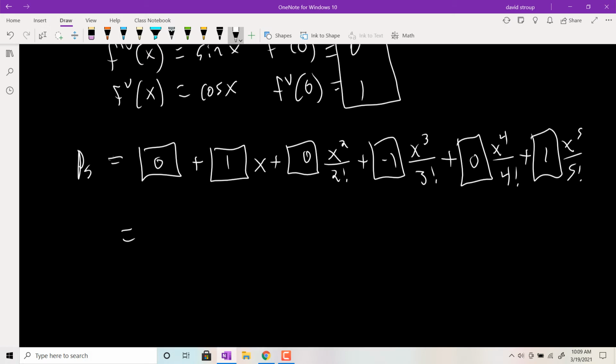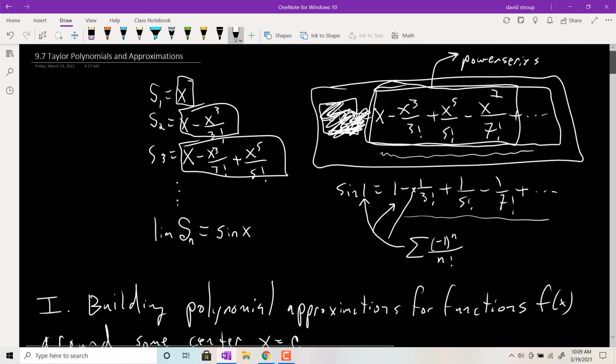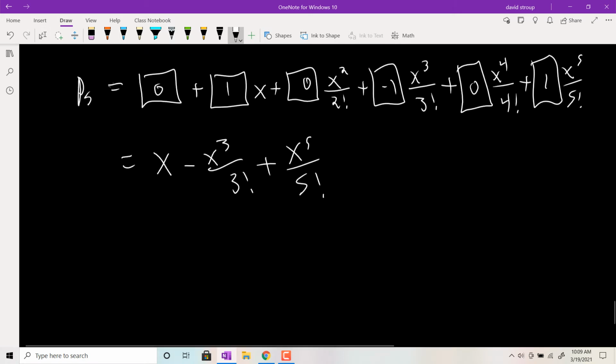Usually on a test, I'm okay if you just leave it like that. I'm happy with that for some students. That's good enough, especially if you're never going to take calculus again. But for everybody else, x minus x cubed over 3 factorial plus x to the 5th over 5 factorial. And that's exactly the thing I was using way at the beginning of the lecture, right? It seems like it should be p sub 3 because there's only 3 terms, but p sub 5 means the exponent goes up to the 5th power. Okay.